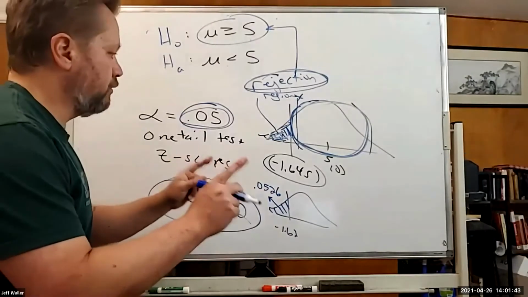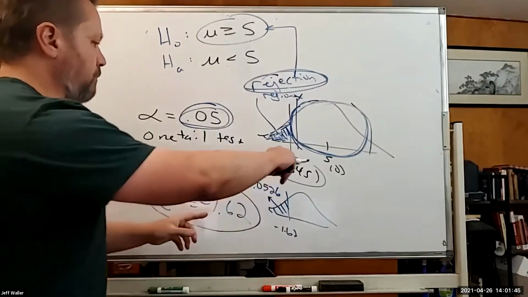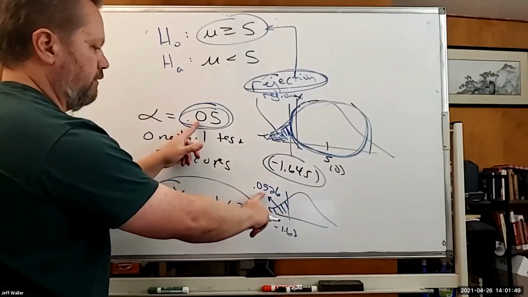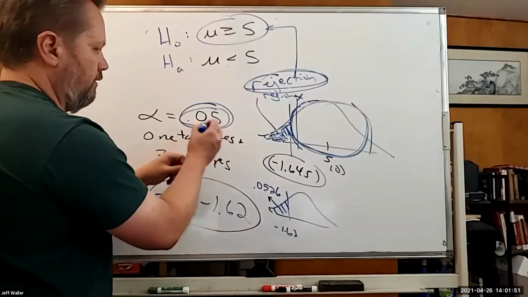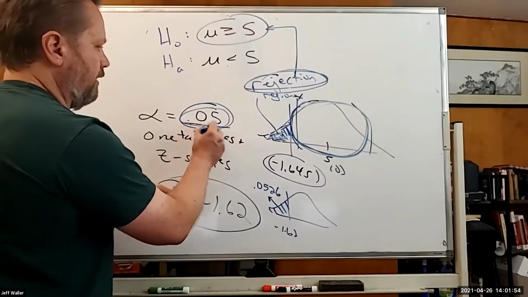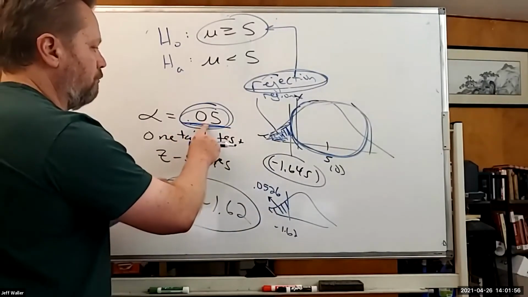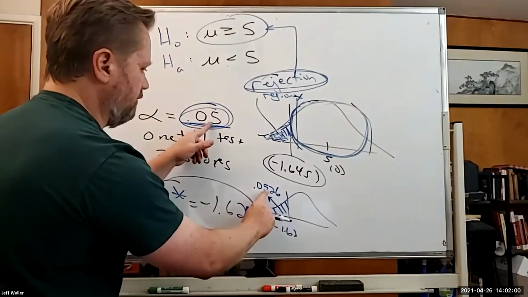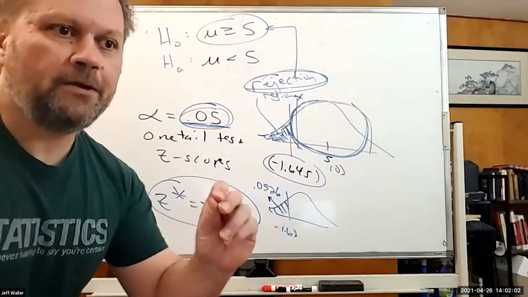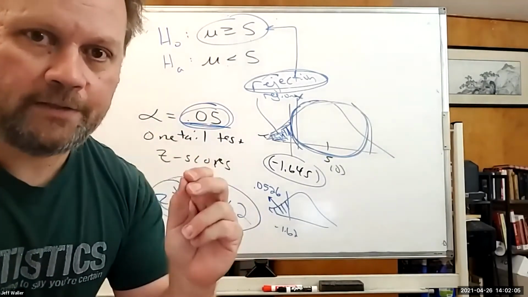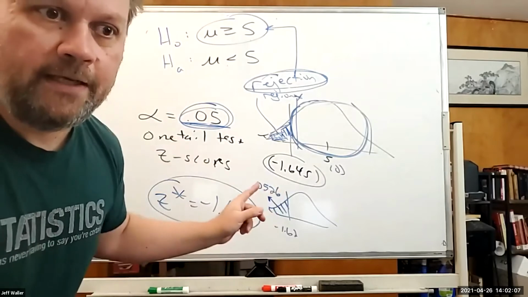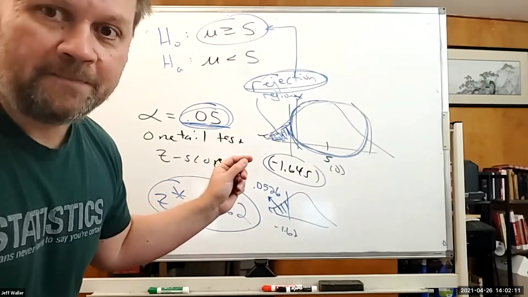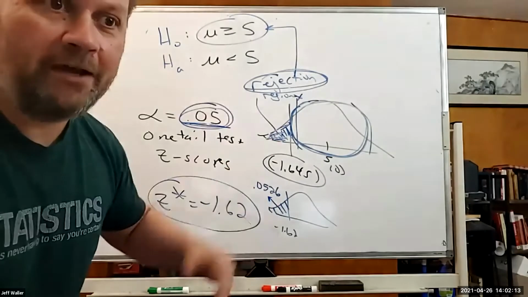So another way to interpret this, instead of comparing z-scores, I could compare these two things. This is the maximum probability we'll accept to reject this. Did we get below this? No. So another way to tell the answer to a hypothesis test is: is my p-value less than my alpha? No, it isn't. We fail to reject.